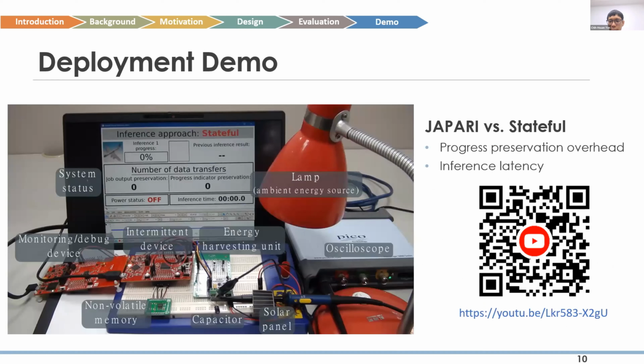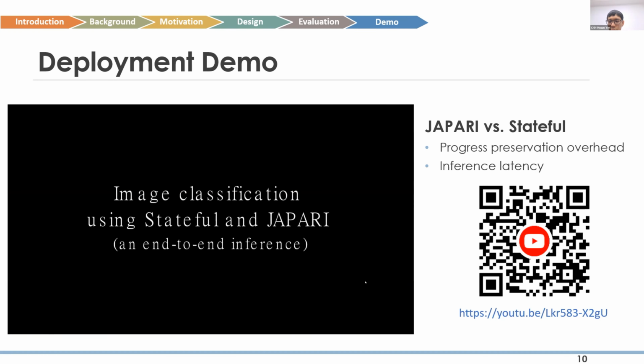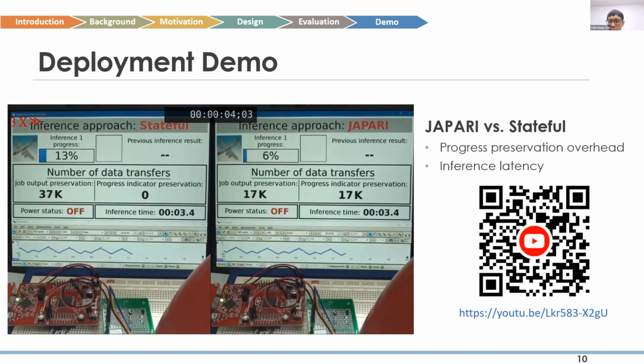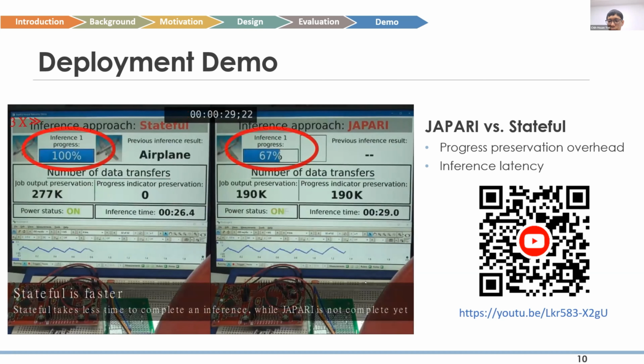Here, we present a demo video comparing Stateful and Japari under intermittent power, executing an image classification DNN. The intermittent system executes using only the harvested energy from the lamp. Runtime information is displayed on the user interface, including the inference progress, status of the power supply, and the progress preservation overhead. Here, we demonstrate that Stateful takes less time to complete an inference.